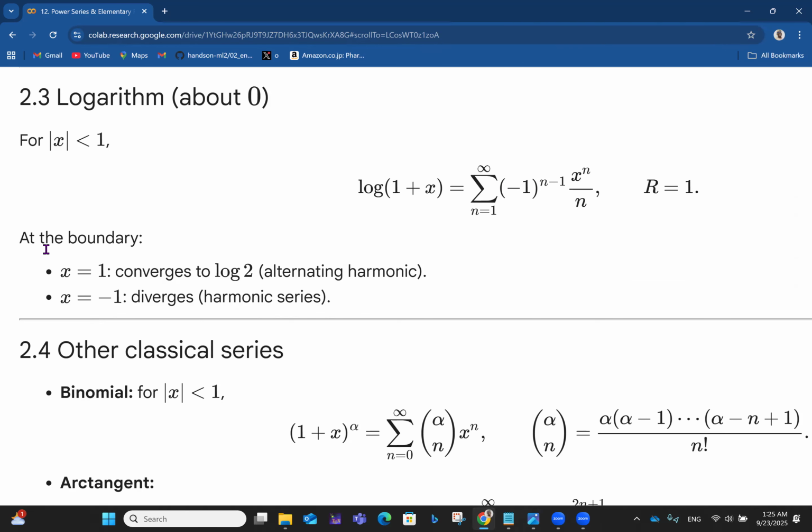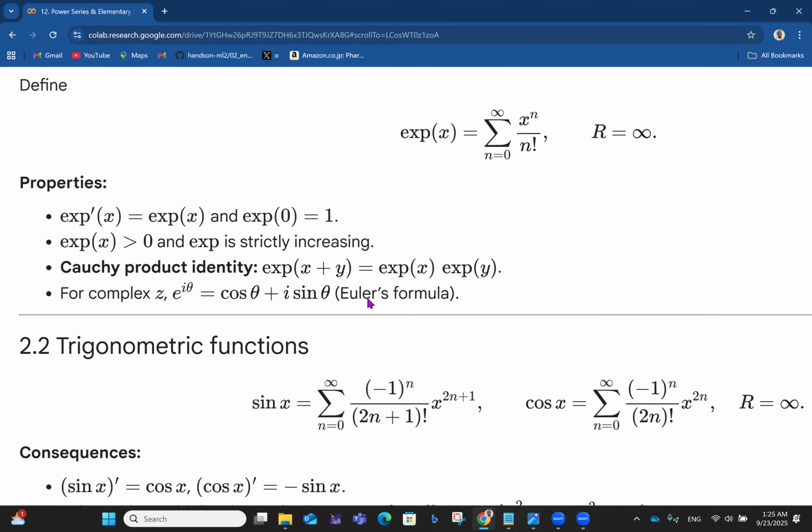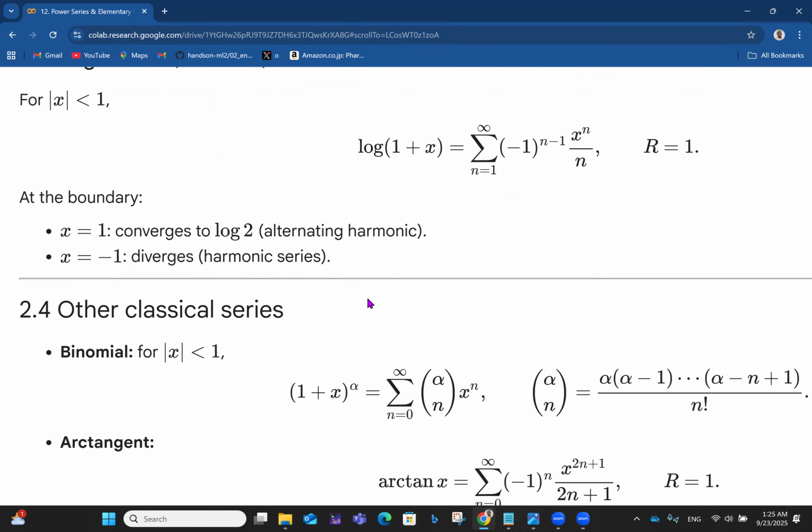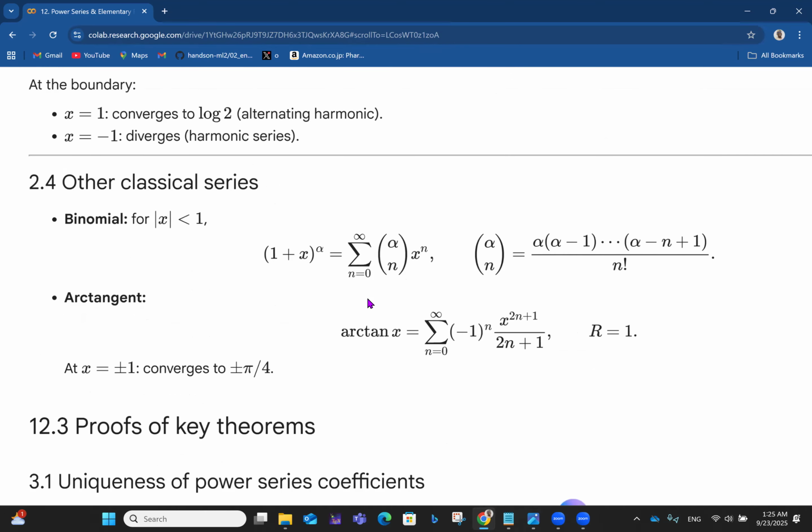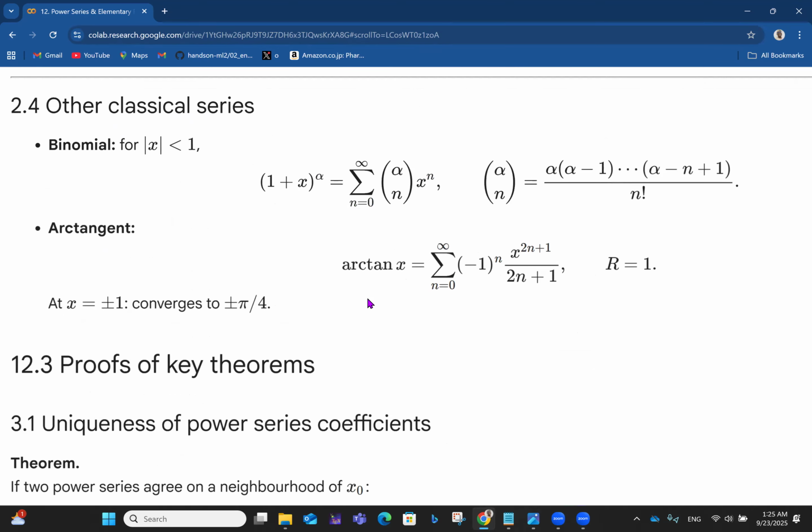and the radius of convergence is 1. So at the boundary now, we see that x equal to 1 converges to log 2, and it's the alternating harmonic series. Then for x equals -1, it diverges, as the harmonic series does. So we have other classical series. We've seen exponential, trigonometric, and logarithmic series. What about other classical series like binomial?